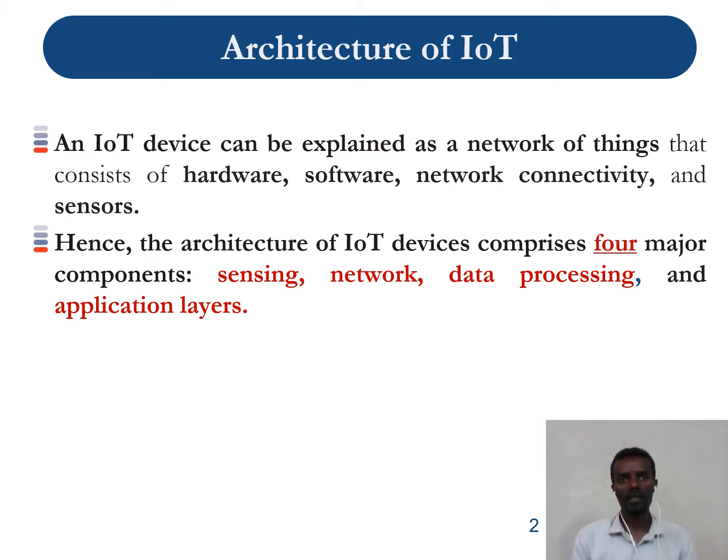There is a sensing layer, a networking layer, a data processing layer, and then an application layer. The IoT can work with the presence of hardware, software, connectivity of the devices, and sensors. If there is hardware, there should be software, and if they are able to work together, there is network connectivity. And then the way they sense or get data from the environment is through the sensors. So let's see them one by one.